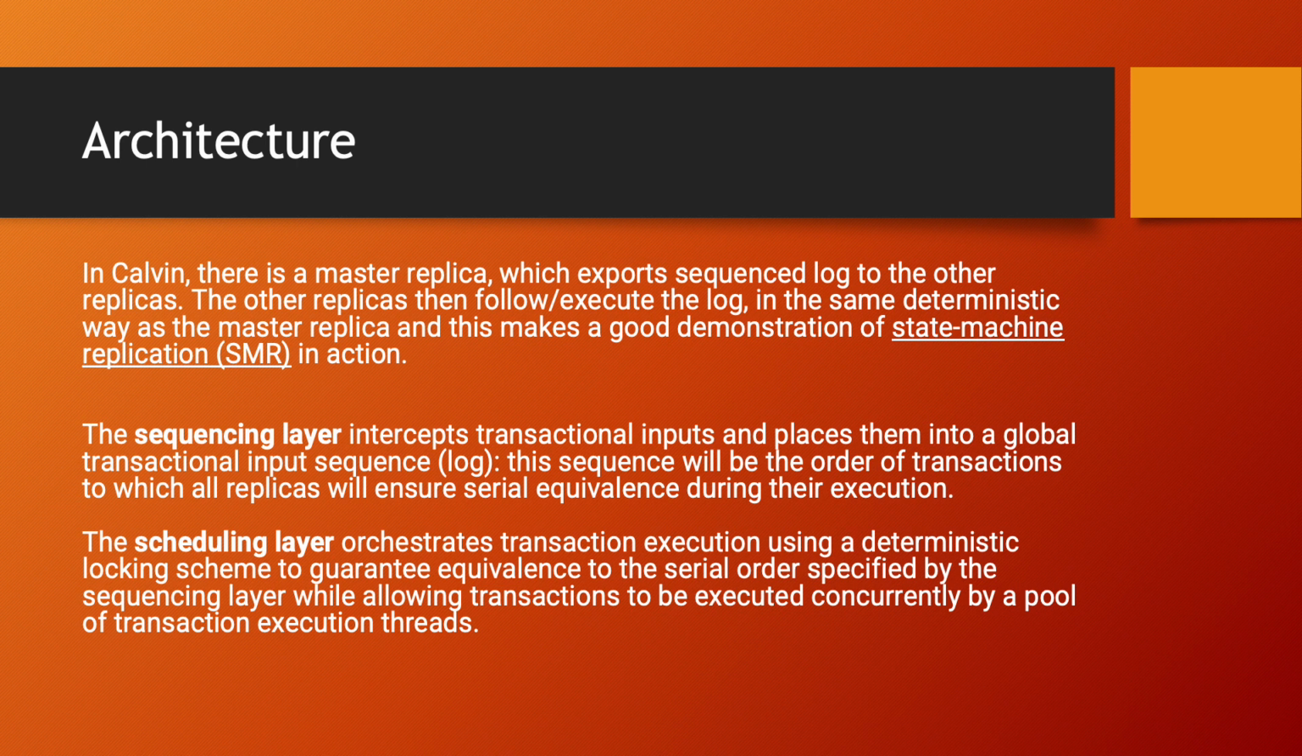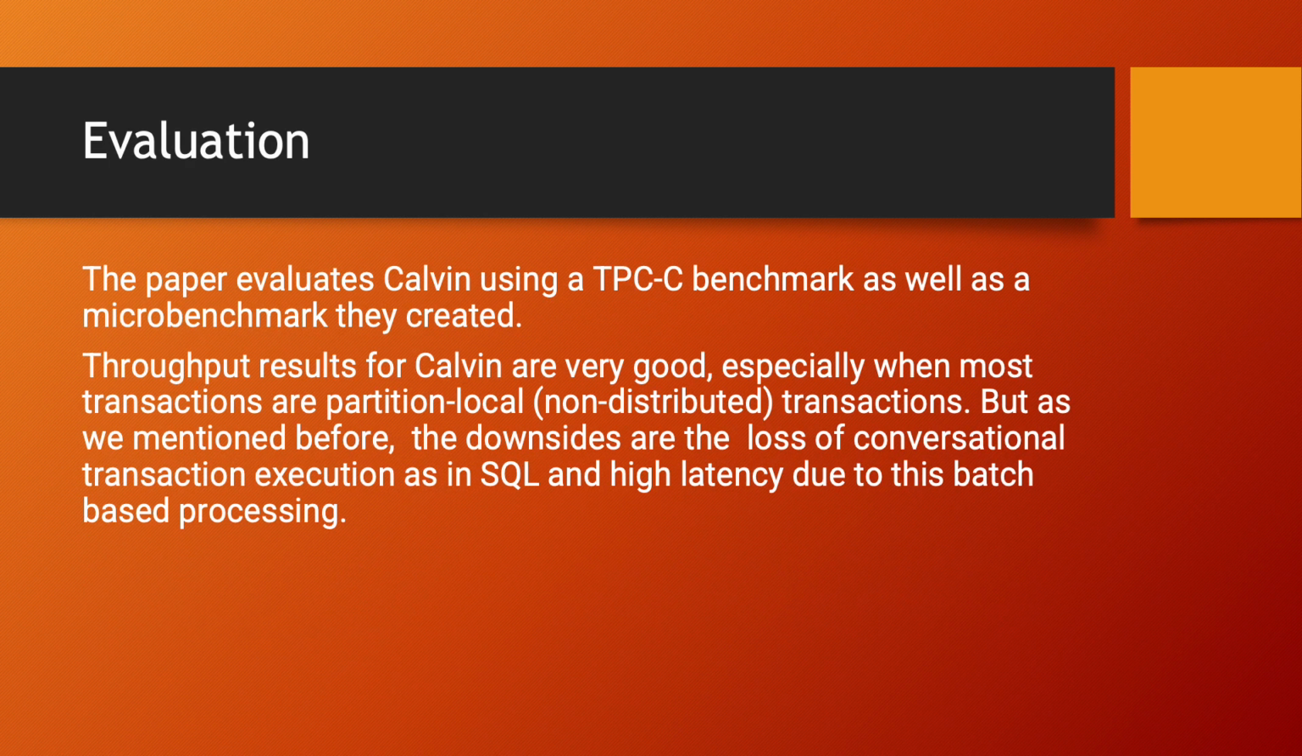The scheduling layer orchestrates transaction execution using a deterministic locking scheme to guarantee equivalence to the serial order specified by the sequencing layer, while allowing transactions to be executed concurrently by a pool of transaction execution threads. In terms of evaluation, the paper evaluates Calvin using a TPC-C benchmark as well as a micro benchmark they created. Throughput results for Calvin are very good, especially when most transactions are partitioned local transactions. But as mentioned before, the downsides are the loss of conversational transaction execution as in SQL and high latency due to this batch-based processing.